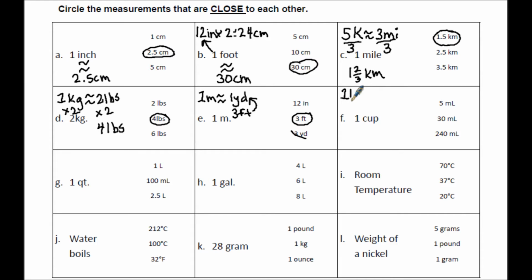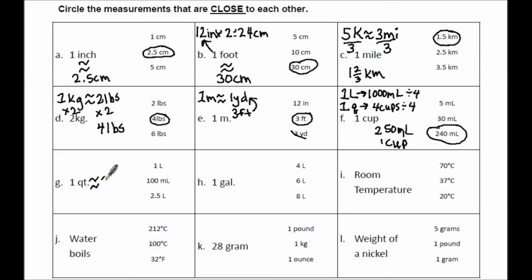For F, we want to know how many milliliters are in 1 cup. Now, I know that 1 liter and 1 quart are about the same. I know that there are 1,000 milliliters in 1 liter, and I know that there are 4 cups in 1 quart. So if I want 1 cup, then I would take those 4 cups and divide them into 4 groups to get 1 cup. So I know 4 cups equals 1,000 milliliters. So if I divide them both by 4, then I know that 1 cup is about 250 milliliters, and 240 milliliters is a good estimate as well.